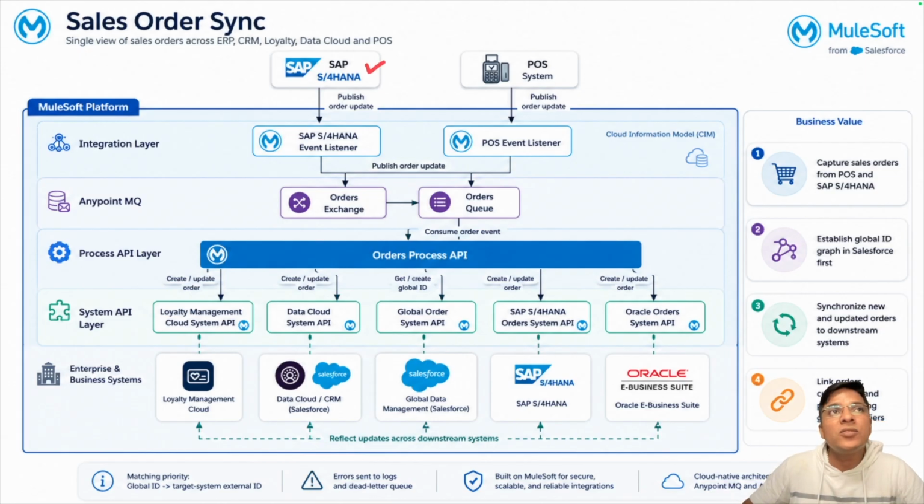So SAP is the source system, and the POS system is the source system where the sales order will be created. Now, the moment the sales order is created, that will trigger our flow. And our integration layer, or the event layer, will capture all the sales order specific information with the help of this event listener.